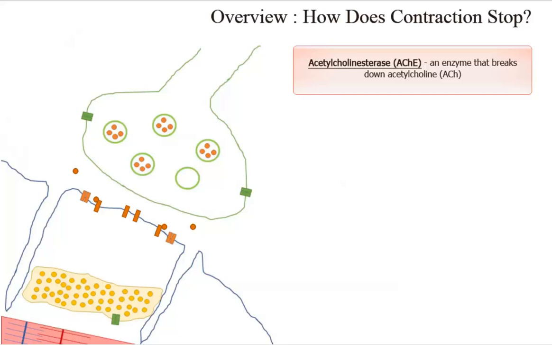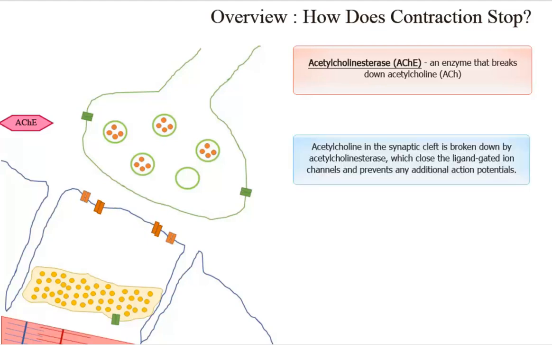So there is an enzyme called acetylcholinesterase, which is abbreviated AChE, and acetylcholinesterase breaks down acetylcholine. So in the synaptic cleft, this enzyme will break down all of the acetylcholine molecules, and as soon as the acetylcholine molecules are gone, then the ligand-gated channels close and no more sodium can come into the muscle cell. So the second event that causes the termination of muscle contraction is that the acetylcholine in the synaptic cleft is broken down by acetylcholinesterase, thus closing the sodium channels.